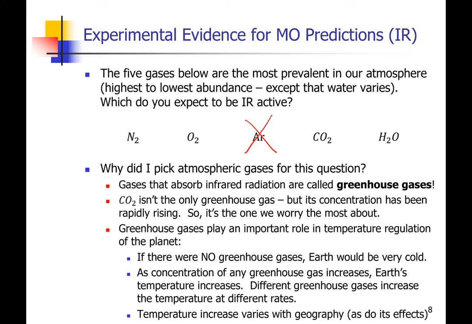Looking at the others, N2 is a homonuclear diatomic, so it has no net dipole. And taking those 2 atoms and making the bond vibrate more or less and changing the average bond length doesn't change the fact that it has no net dipole. So nitrogen gas is not IR active, which as it turns out is a good thing. Similarly, oxygen gas, being a homonuclear diatomic, is also not IR active.